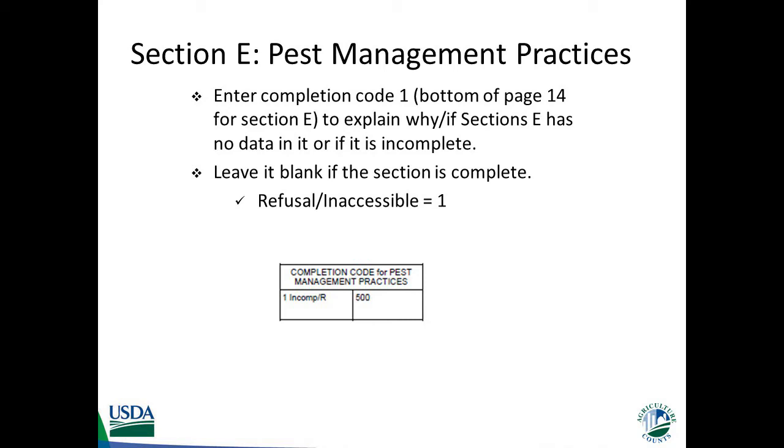You should also write notes on the paper form indicating that the entire section was refused. If the respondent answered some or most of the questions in the section, then this box with the 500 should be left blank. Additionally, notes should be made on paper forms as to which questions may have been refused by the operator, so if there is any question, that will minimize any confusion.